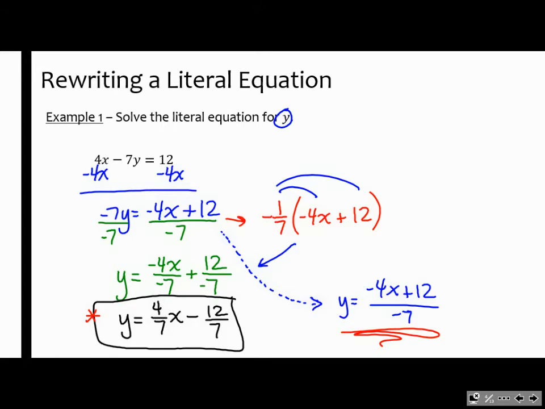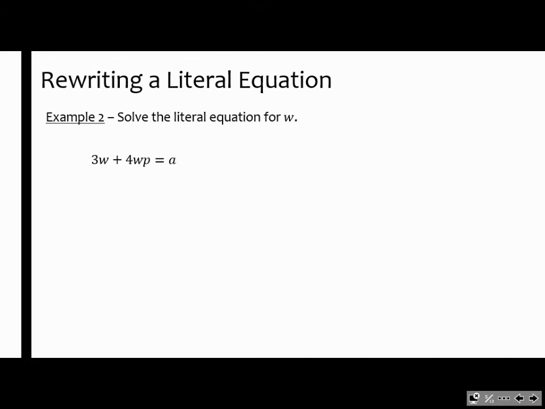All right, so y is isolated. We have our solution. I followed the steps of subtraction property of equality, division property of equality, and simplifying. All right, let's do another example. Solve the literal equation for w.